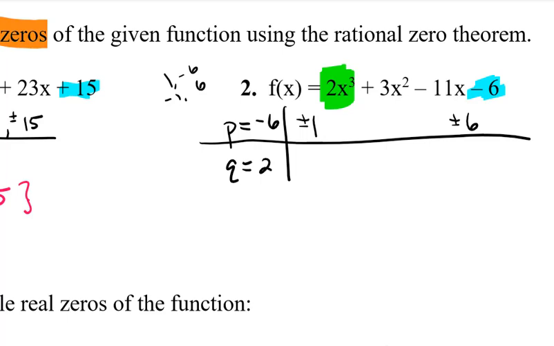Now to get 6, I could also use 2 and 3. So plus or minus 2 and plus or minus 3. So those are my 4 distinct values that I'll put up in that first row.